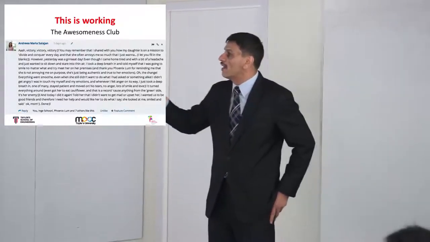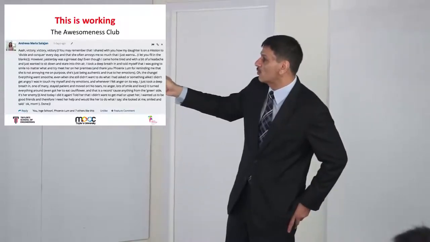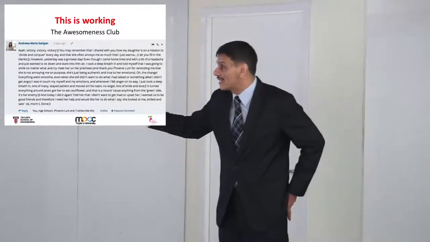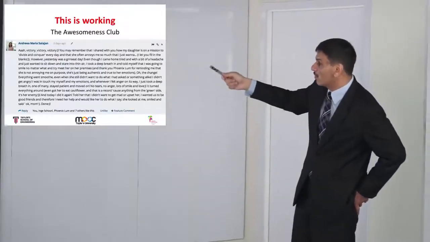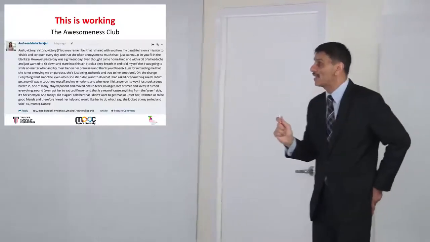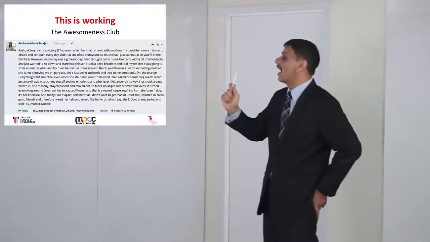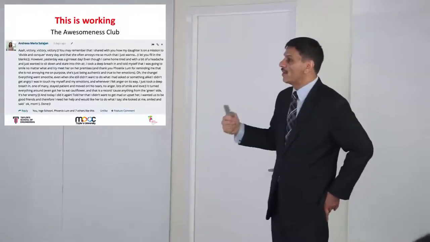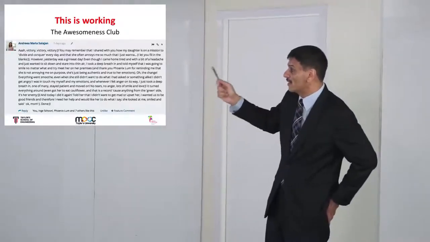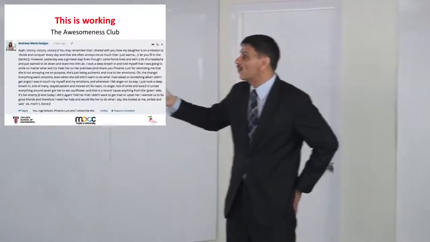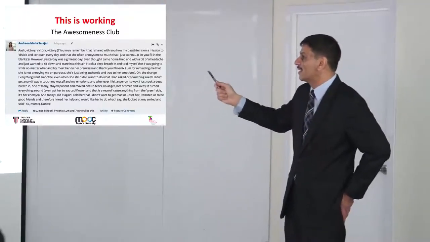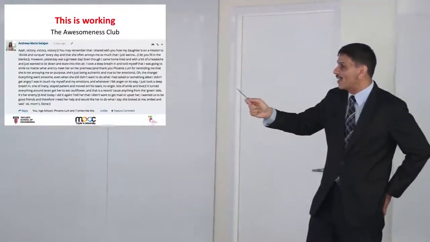Oh, the change. Everything went smooth, even when she still didn't want to do what I had asked or something like that. I didn't get angry. I was in touch with myself and my emotions. And whenever I felt anger on its way, so that's the awareness part, anger is coming, she's catching it even before it happens, I just took a deep breath in. One of many. Stayed patient and moved on. No tears, no anger, lots of smiles and love. It turned everything around, even got her to eat cauliflower. And that is a record. Because anything from the green side, it's her enemy.